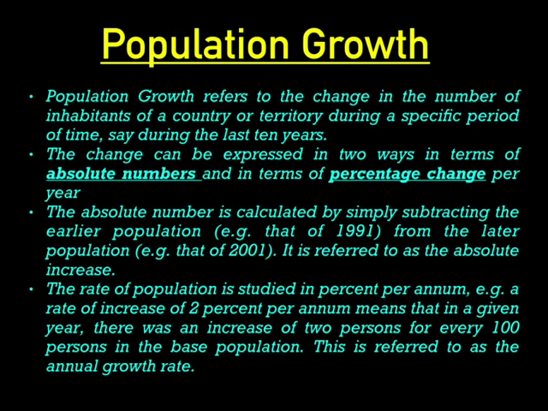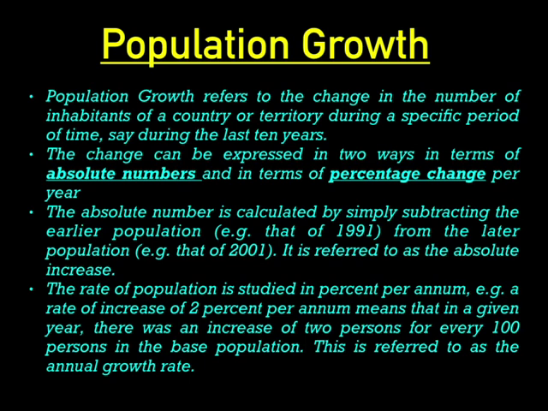Next topic is population growth. Population growth refers to the change in the number of inhabitants of a country or territory during a specific period of time, say during the decade or 10 years. The change can be expressed in two ways: in terms of absolute number and in terms of percentage change per year. The absolute number is calculated by simply subtracting the earlier population from the later population. For example, the population of 1990 will be subtracted from the population of 2001 to get the absolute number. It is referred to as the absolute increase.